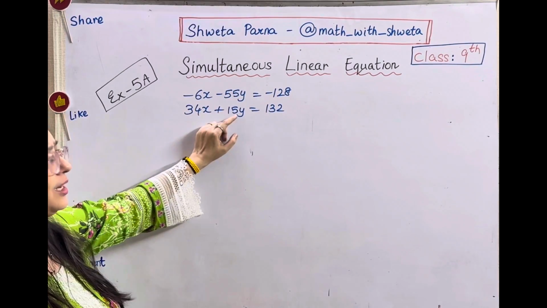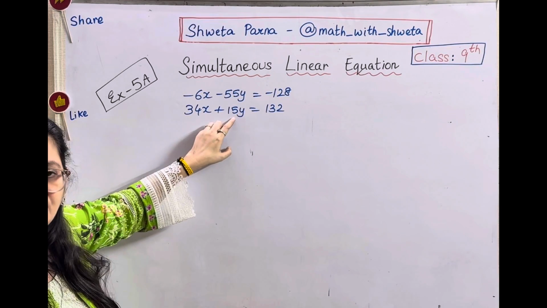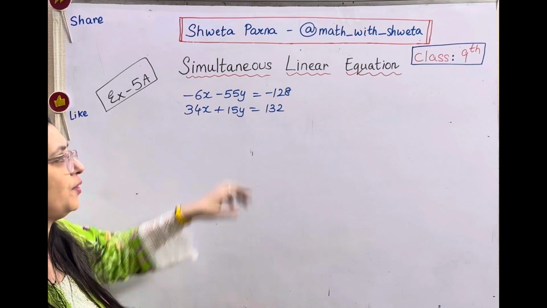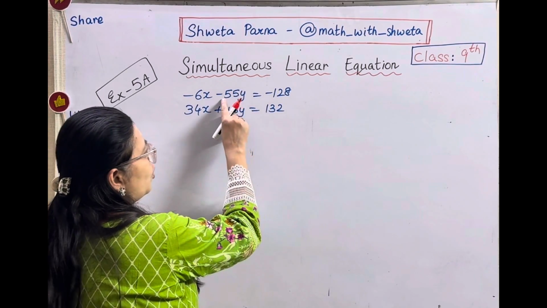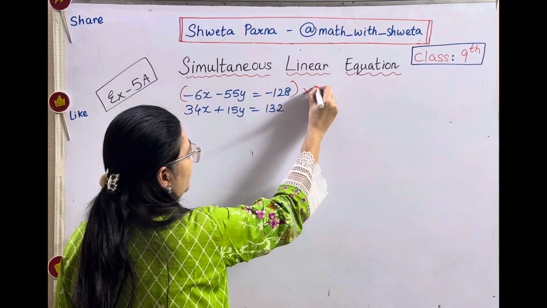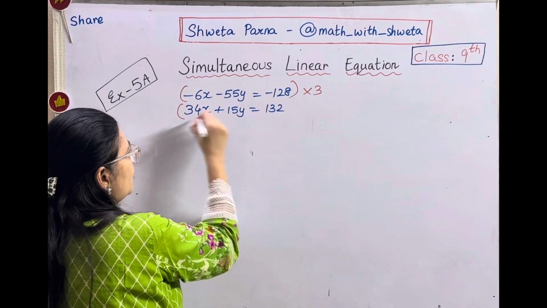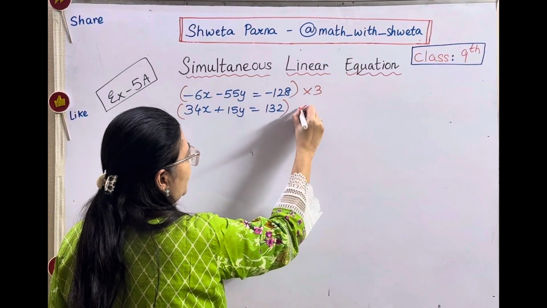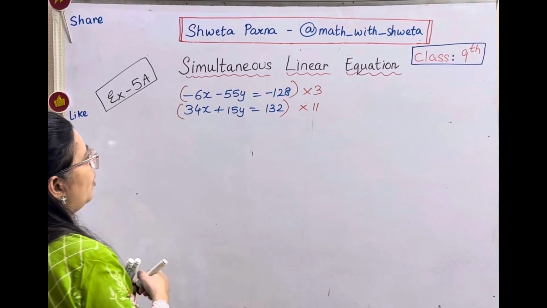I find it easier, I will take the y value. So you will find the LCM of 55 and 15. The LCM of 55 and 15 is 165. Since I want to make this 165, I will multiply this entire equation by 3. Here also I want 165, so I will multiply this entire equation by 11. Now let's solve it.